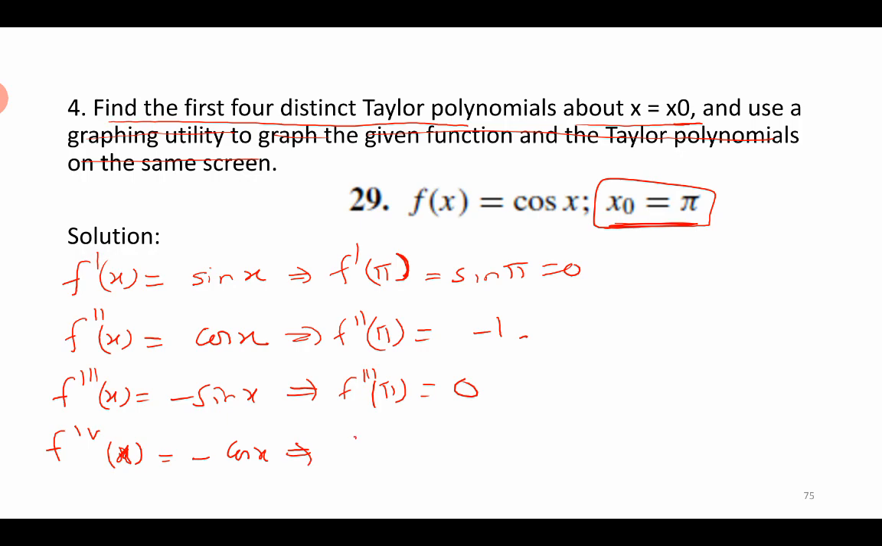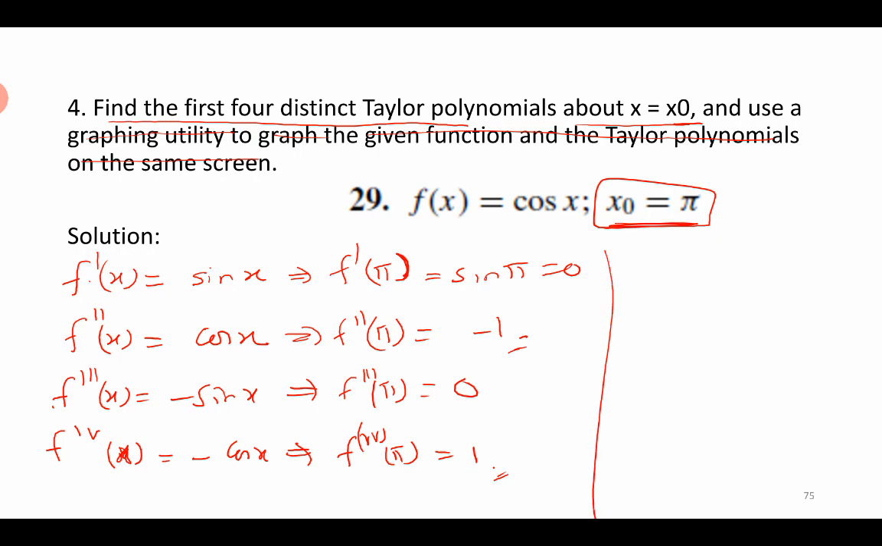So what do you get? Fourth derivative at pi will be 1. So for even orders of derivative, it is either negative 1 or positive 1. For all odd orders, it will be zeros, isn't it? And you should recall the formula here.